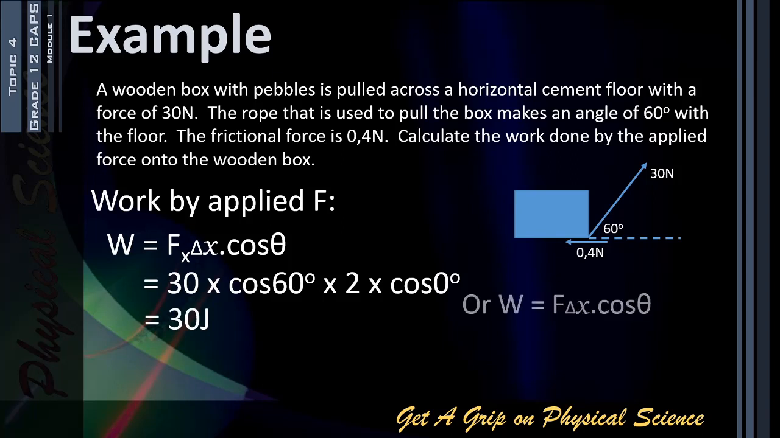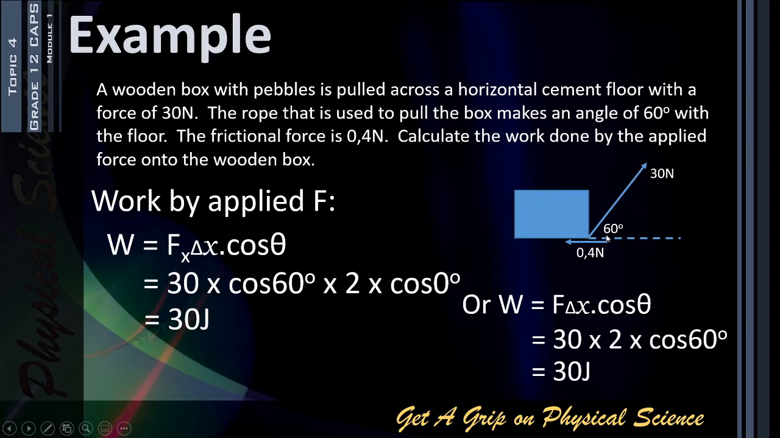You may, however, use the applied force of 30 Newton as the force in the formula and the displacement of 2 meter, but then you have to use the angle between the applied force and the displacement, which is 60 degrees, and that will also give you an answer of 30 joule. I did, however, recommend the first option, because when we have to calculate the net work at a later stage, it will just be easier to use the first option where we calculate the horizontal component of the force first.